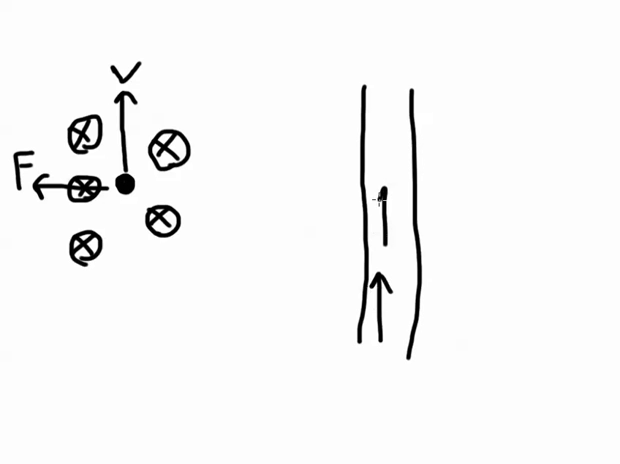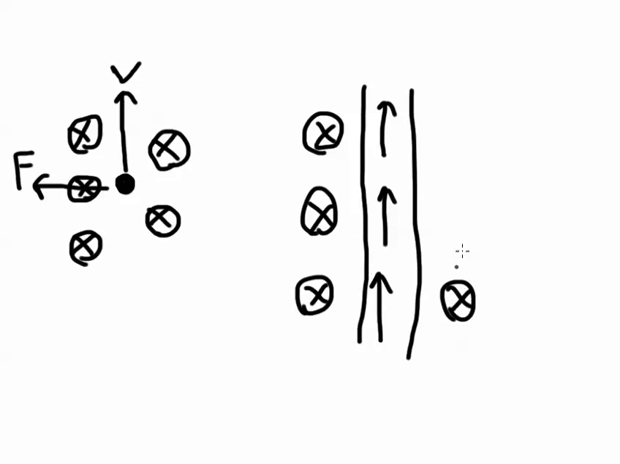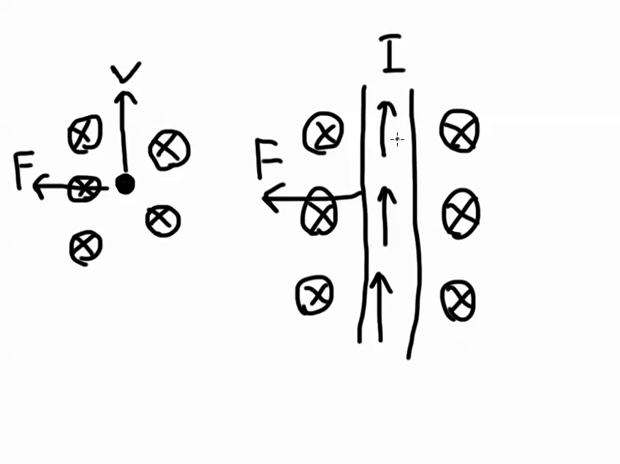So it's not too hard to imagine that if I have a wire with many charges flowing upward, and that's sitting in a magnetic field, then we might expect that because the current is just made up of particles moving upward, there would be a similar force pointing to the left if this is the direction of the current. Okay, so how strong is that force?